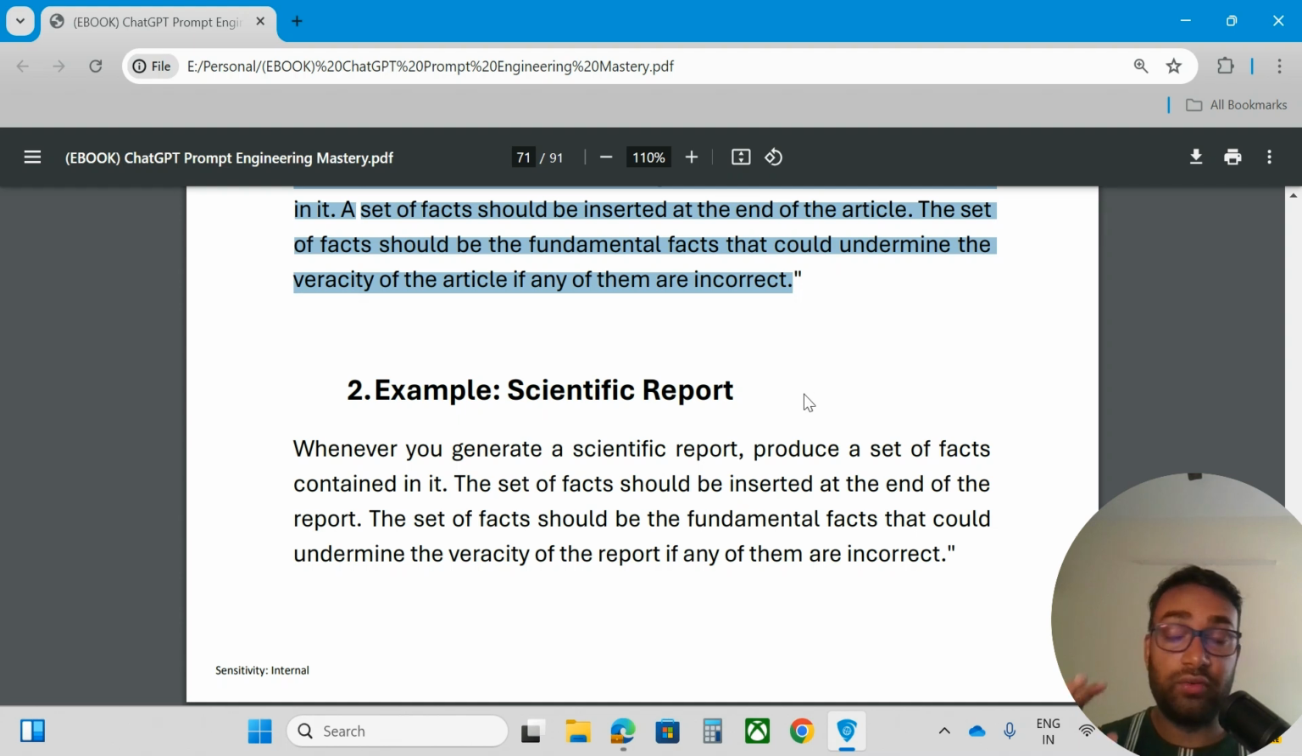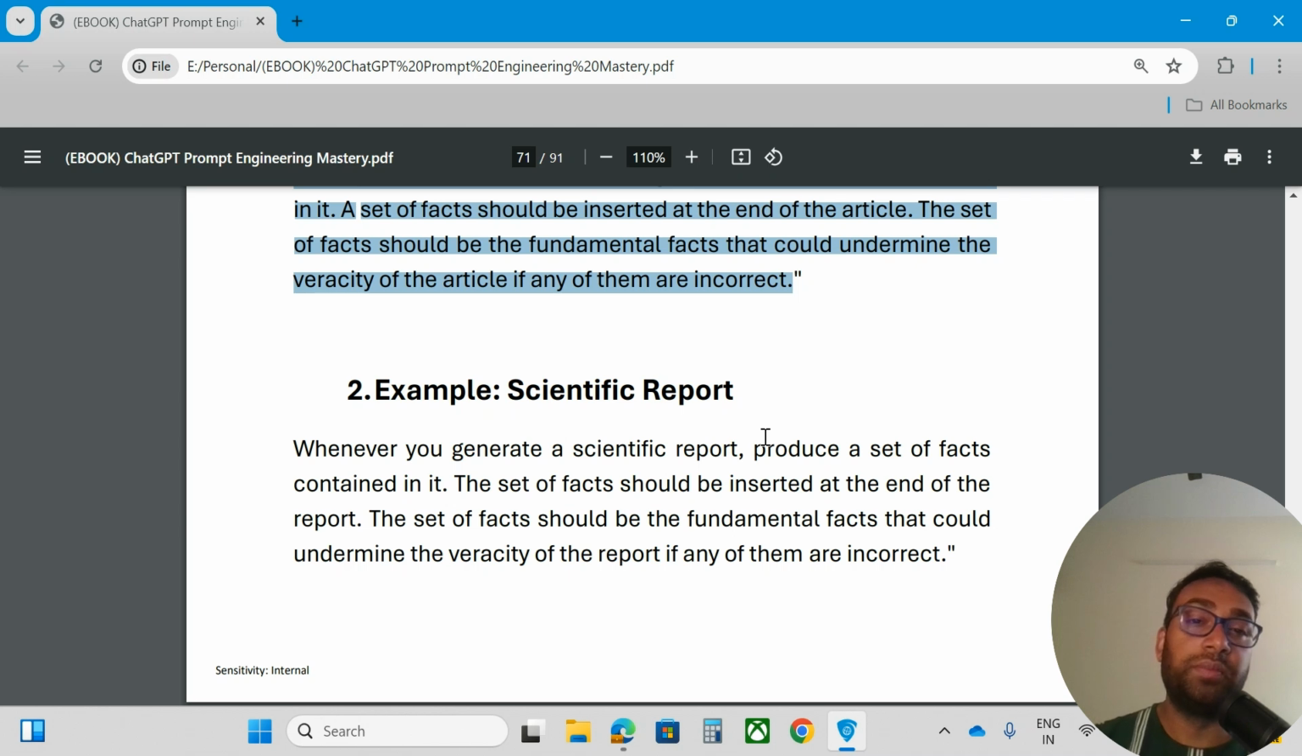And what your expectation is, in your case, might be different. This is what I am trying to get from ChatGPT; in your case it might be different, so mention that thing, that you want that from it. Okay, so for the scientific report, again, whenever you generate a scientific report, produce a set of facts contained in it.